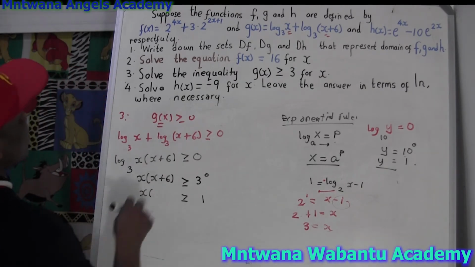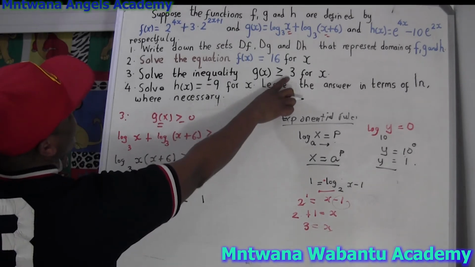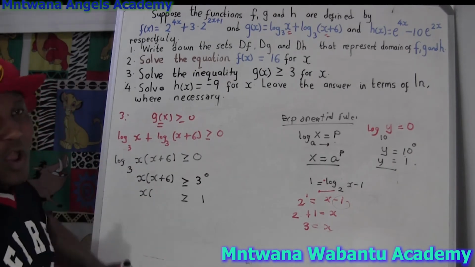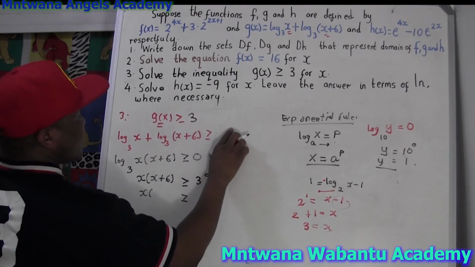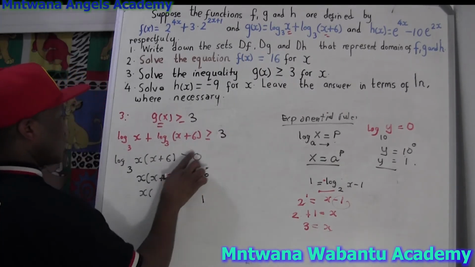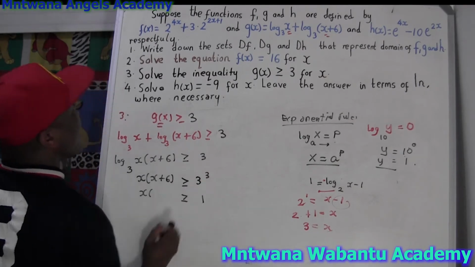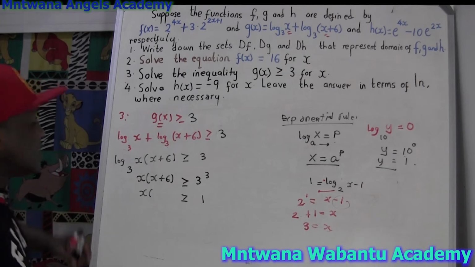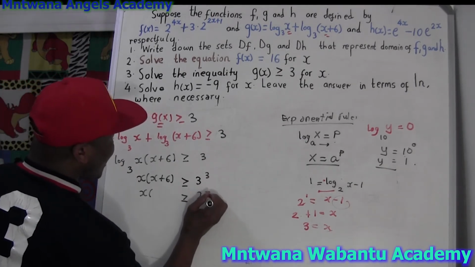Let me see. Greater than 0, just say greater than 0. Oh, I'm wrong. It's not greater than 0. It's greater than 3. My apologies. So this must be 3, and this must be 3. So this is going to be 3, and this is going to be 3. What are you going to do? 3 times 3 equals 27.